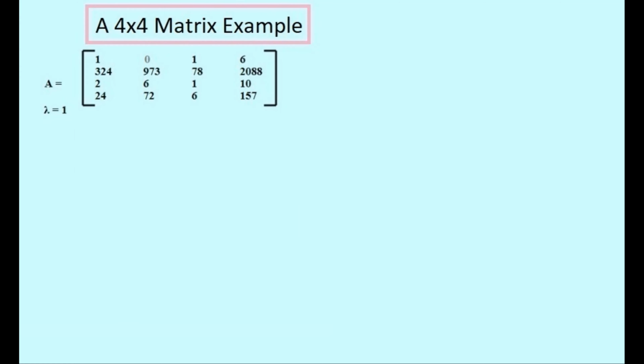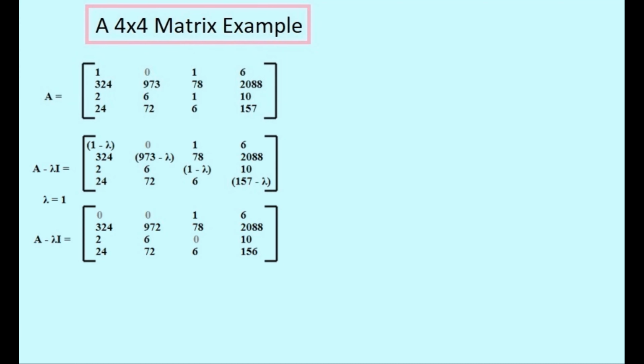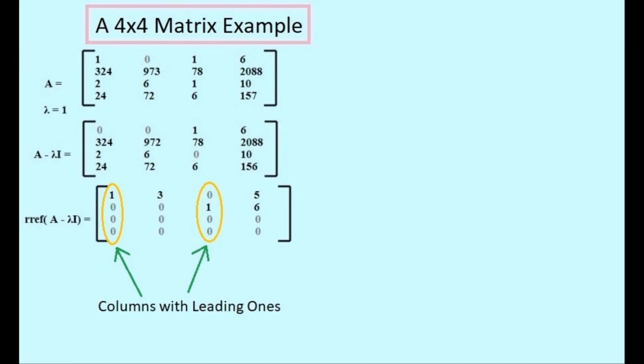And so now it's time to look at a special 4x4 matrix example. And so now it's time to subtract the eigenvalue from the diagonal elements of this matrix to create its corresponding null matrix.